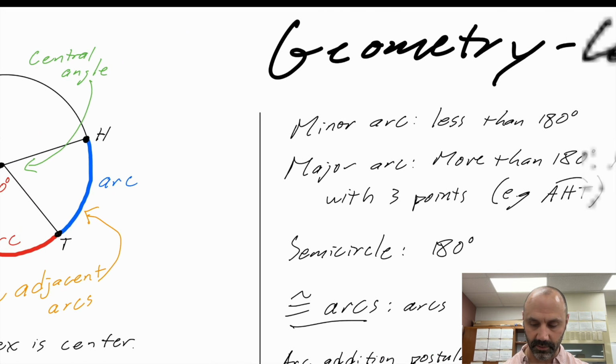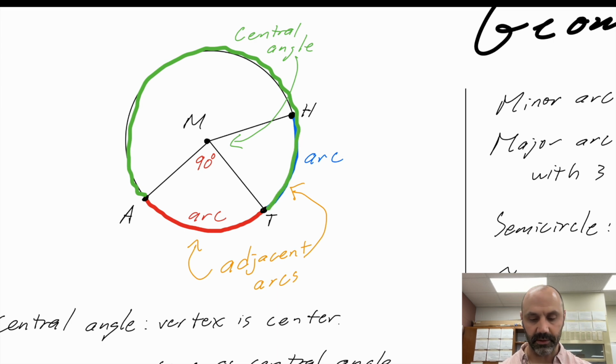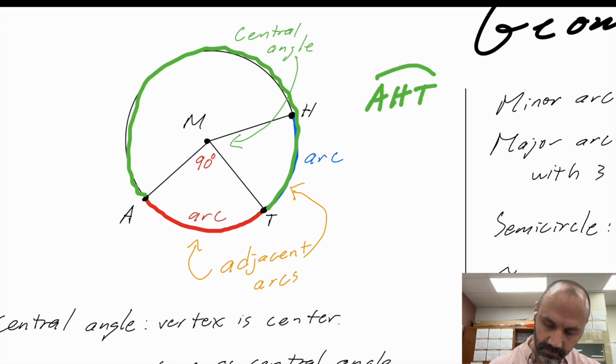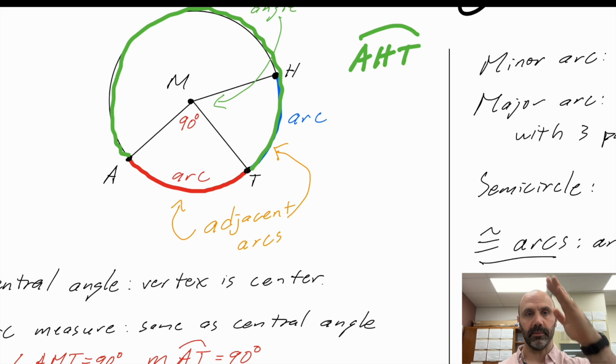So if I want to name this arc AHT, the arc that goes all the way around the outside, let's draw it. We'll make it green. Okay, so that arc is named arc AHT. The reason we have to use 3 points is because we have to indicate where we're starting, what we're going through, and then where we're ending. And then a semicircle is just 180 degrees. If you draw a diameter, the arc that's cut out on either side of that diameter is a semicircle.